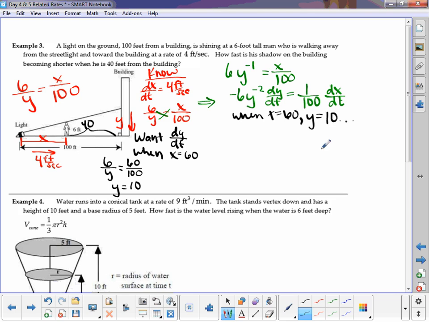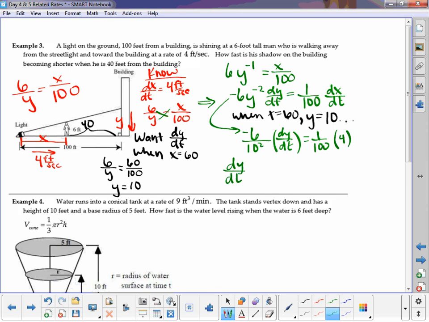And now we can take that and plug it in. I'm going to put that back in fraction form. So I have negative 6 over y squared, so it's 10 squared, times dy/dt. We don't know that, that's what we're looking for. Equal to 1 over 100. And what was our dx/dt? 4. Alright, go and solve for dy/dt.